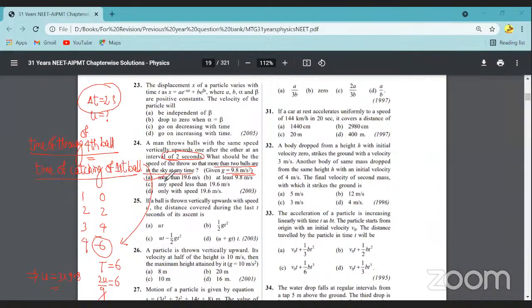ठीक है? Yes, sir. Okay. So ठीक है. Today let's stop here. Using this, I will start your Newton's laws.